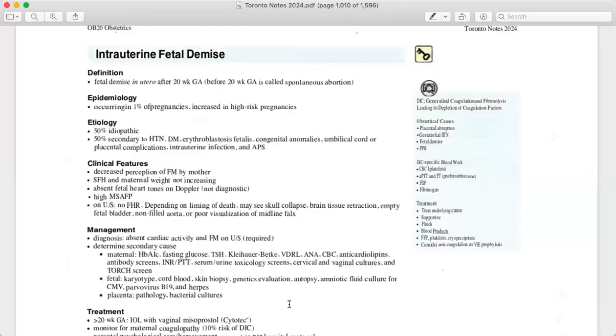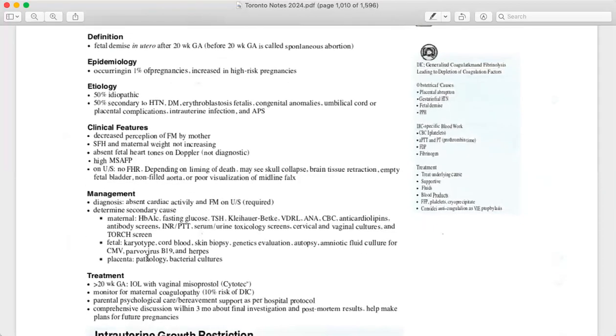What are you going to do? Obviously, deliver the baby right away because it can lead towards sepsis. Secondary causes should be ruled out, like HbA1c, diabetes, hypertension, CBC, all of these things should be excluded. For future pregnancies, fetal karyotyping or maybe skin biopsy may be needed, autopsy can be done, and amniotic fluid testing.